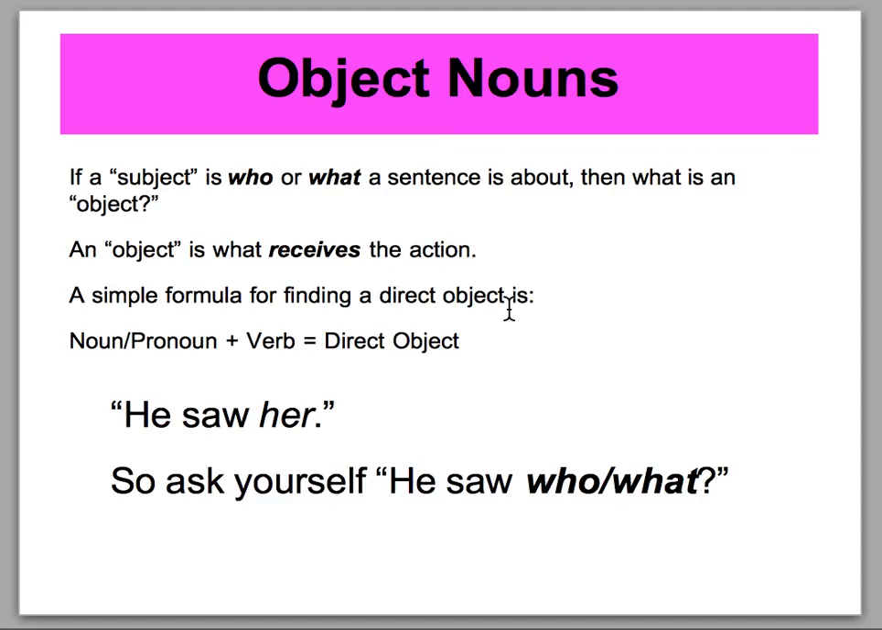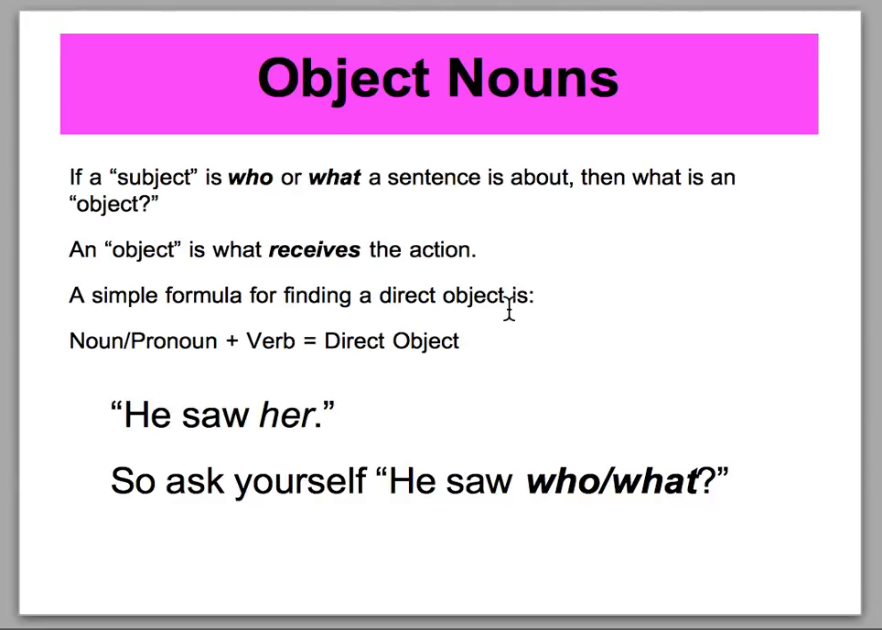Object nouns. If a subject is who or what a sentence is about, then what is an object? An object is what receives the action. A simple formula for finding a direct object is noun/pronoun plus verb equals direct object. So he saw her, period. So ask yourself, he saw who or what? So he is our subject noun, right? Or subject pronoun, right? He. And then what's the verb? Saw. There's always a verb in every sentence.